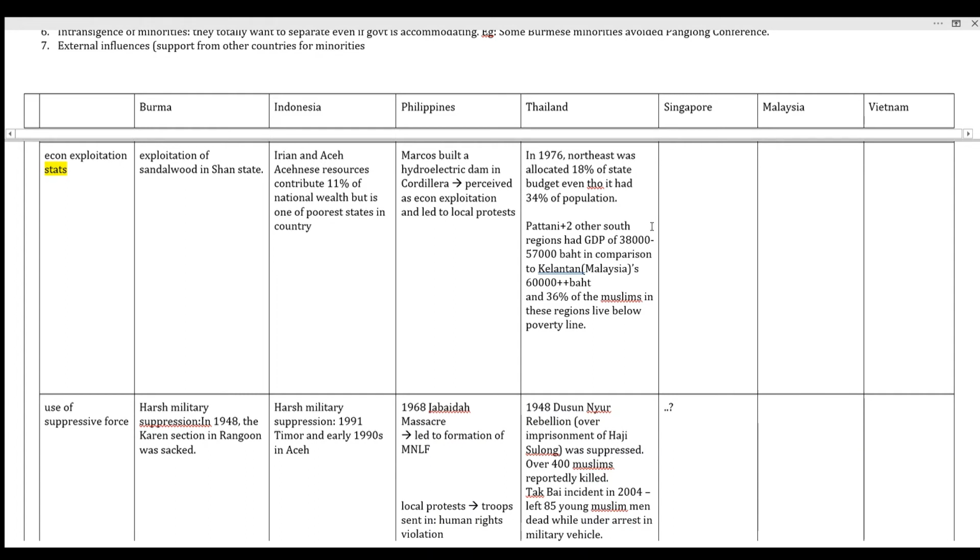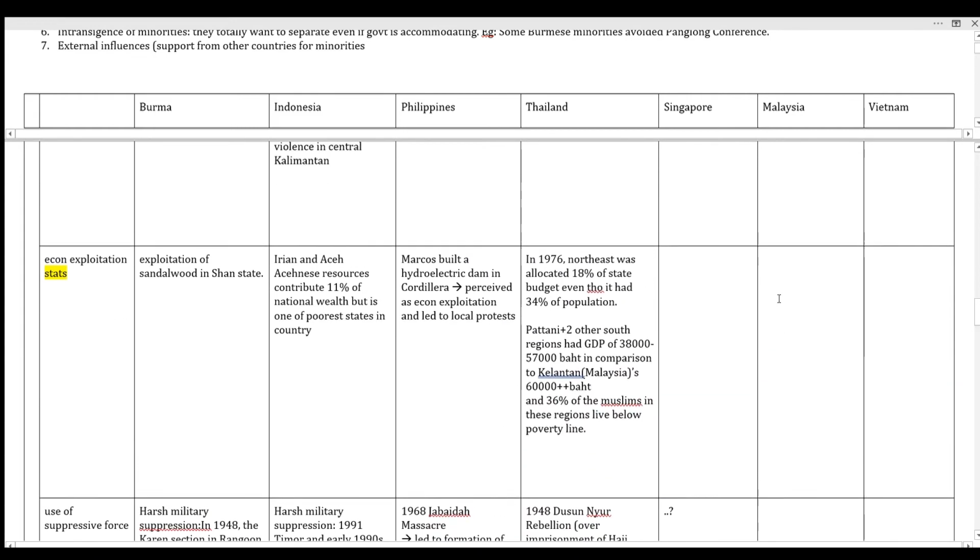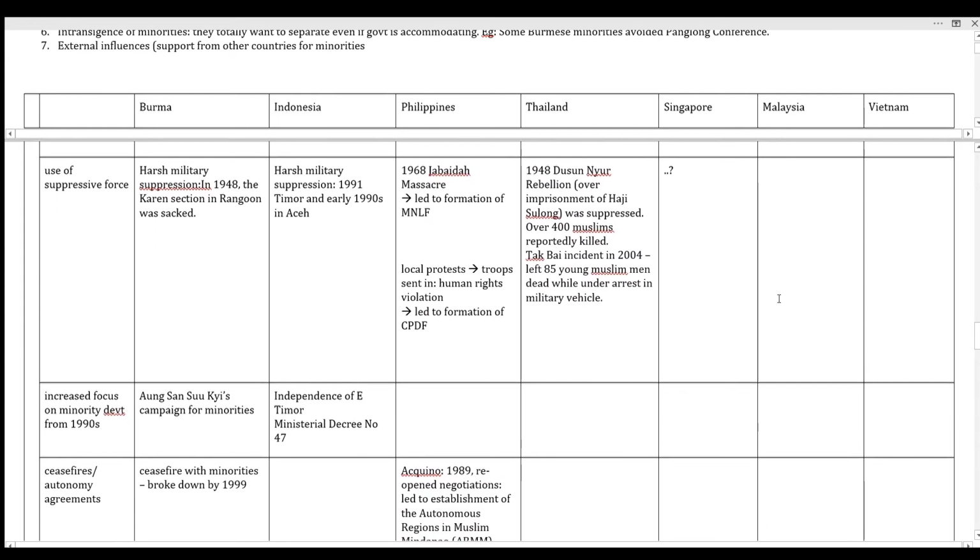Yeah, that's why they want to be part of Malaysia and not Thailand, which is understandable, definitely very understandable. And here, nothing else much to say. So next one is use of suppressive force.